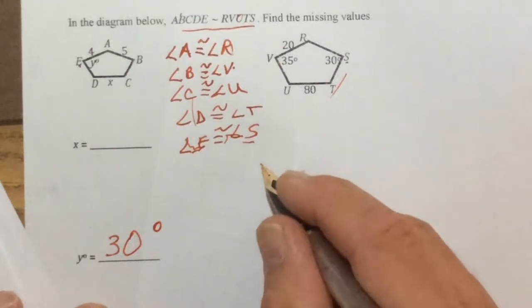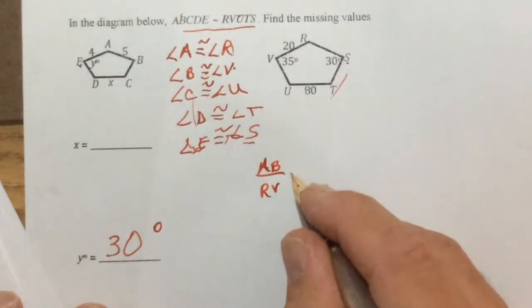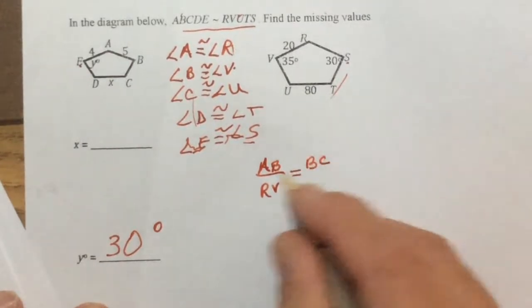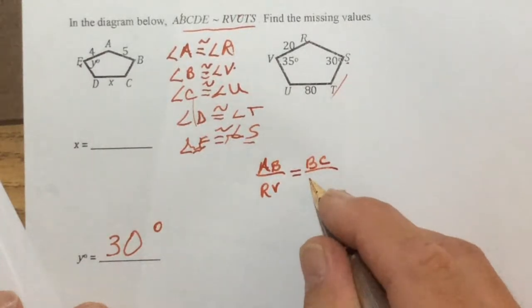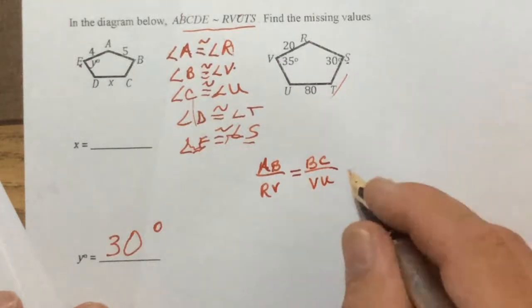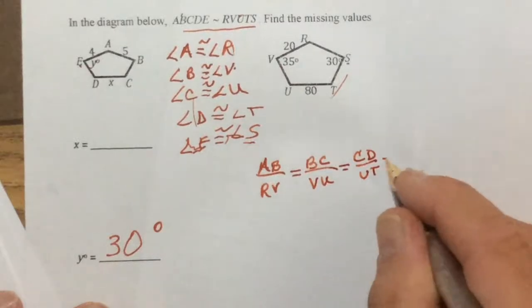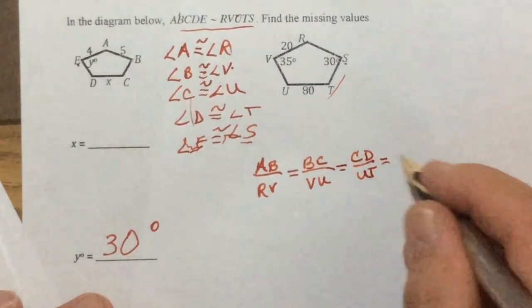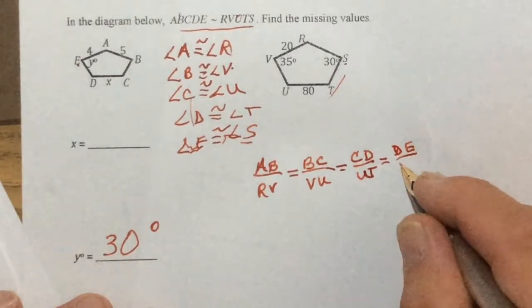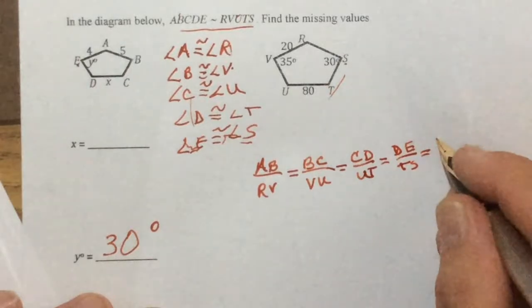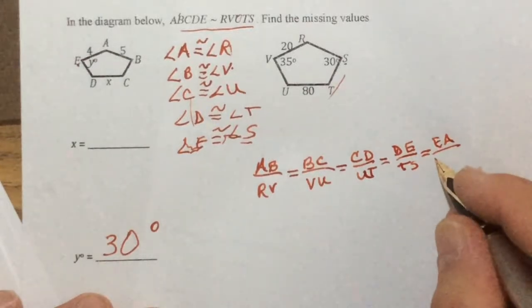Also, the sides are going to be proportional in a very specific way. AB over RV is going to be equal to BC over VU, which is going to be equal to CD over UT, which is going to be equal to DE over TS, which is going to be equal to EA over SR.